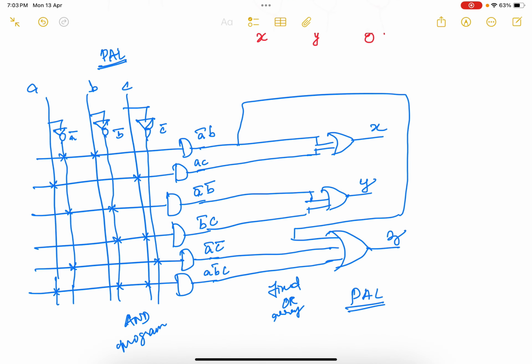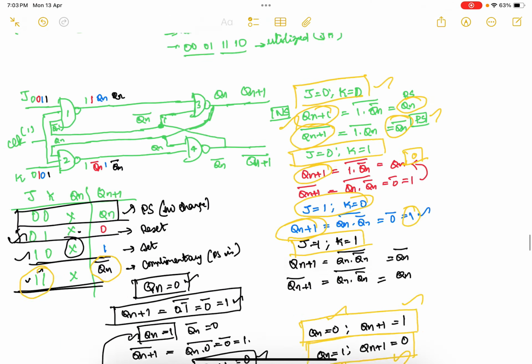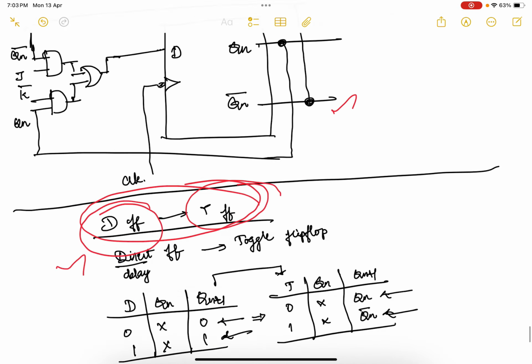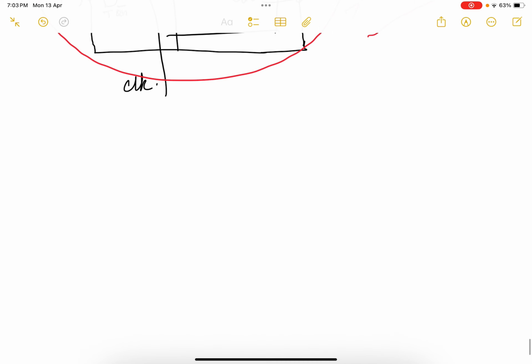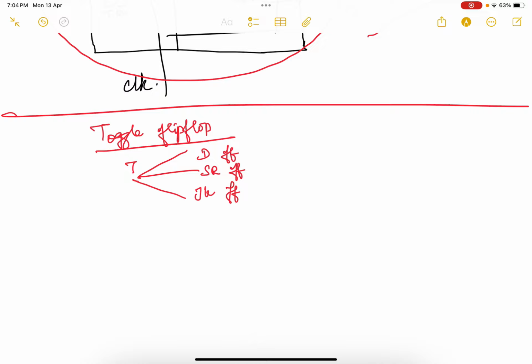Good morning all. Now we are going to discuss our final conversion, the T flip-flop conversions. We already know what a T flip-flop is. T stands for toggle flip-flop. Now this T flip-flop I am going to convert into D flip-flop, SR flip-flop and JK flip-flops.